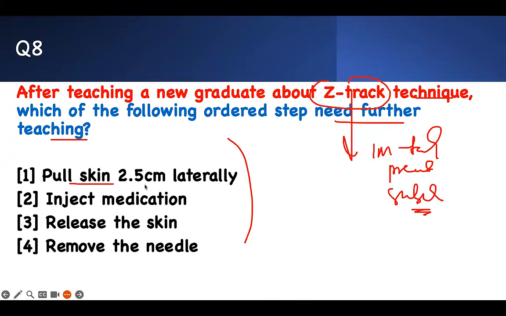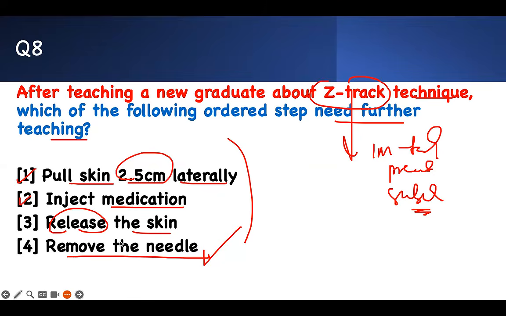First, you pull the skin at least 2.5 centimeters away laterally. So this is correct. Inject the medication. That's correct. You don't release the skin. You remove the needle first before you what? Release the skin, so that the point of injection will be completely gone.